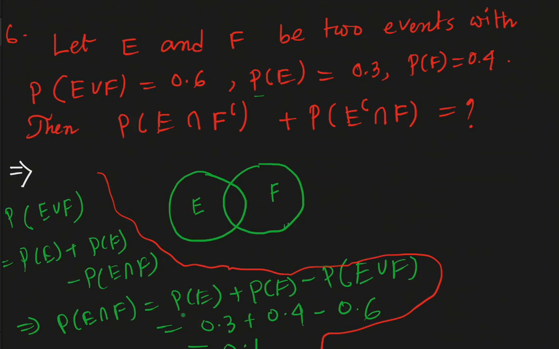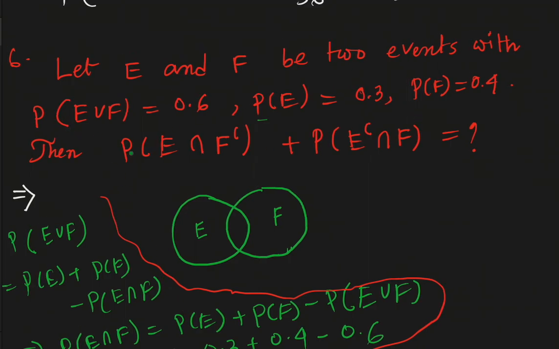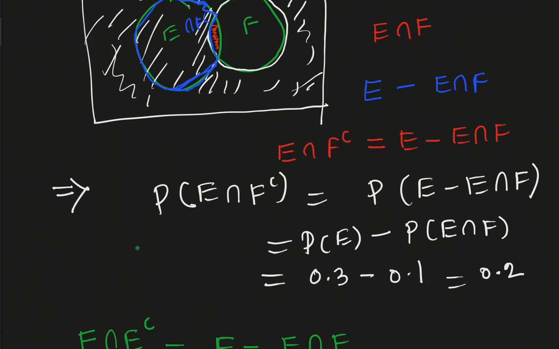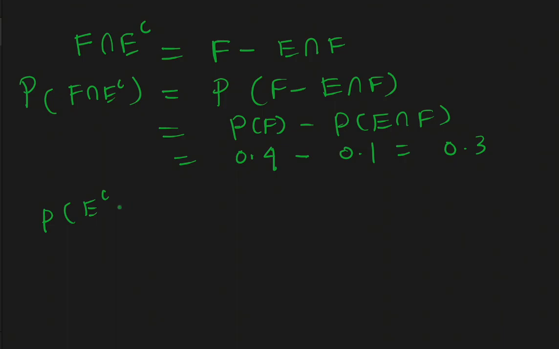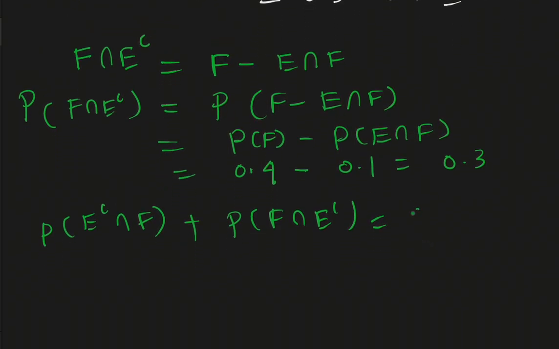Now what is the question? The question is, if I add these two numbers, what is that? So probability of E intersection F complement plus probability of F intersection E complement is actually 0.2 plus 0.3, which is actually 0.5. So that is the answer. Now let me move towards the next question.